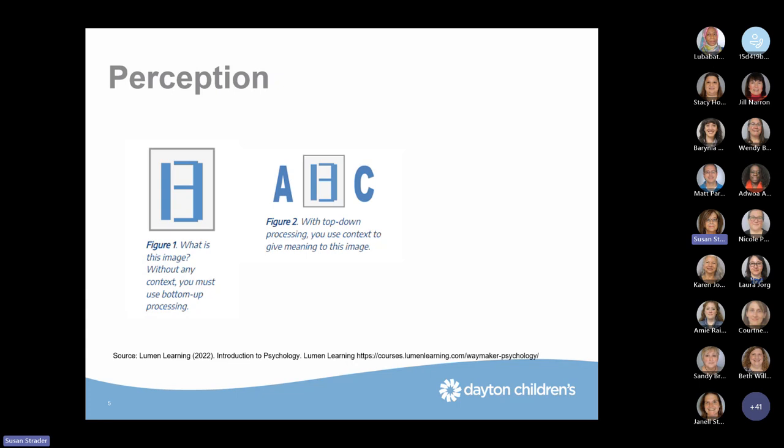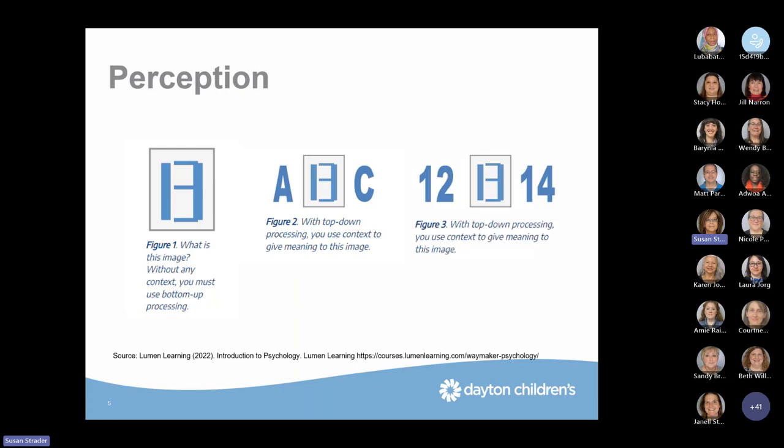Now, if I give you context of an A and a C, our brains realize that this is a B, right? We put this into context. We're using our top-down processing of information we've previously learned to say that is a B. Now, if I give you the same image and give you a 12 and a 14, suddenly it becomes 13, right? So we're taking everything we know about our world and determining what that is.